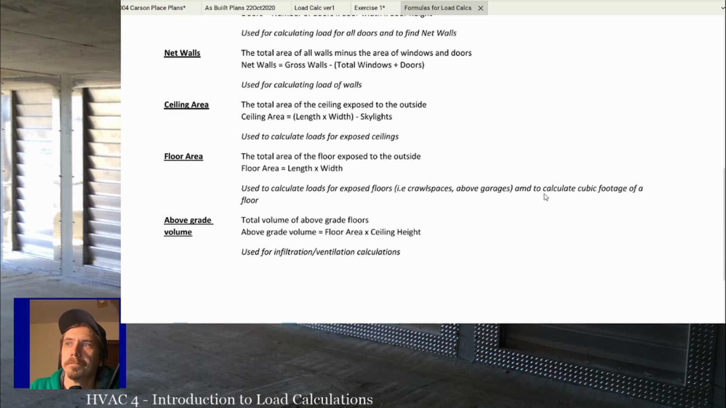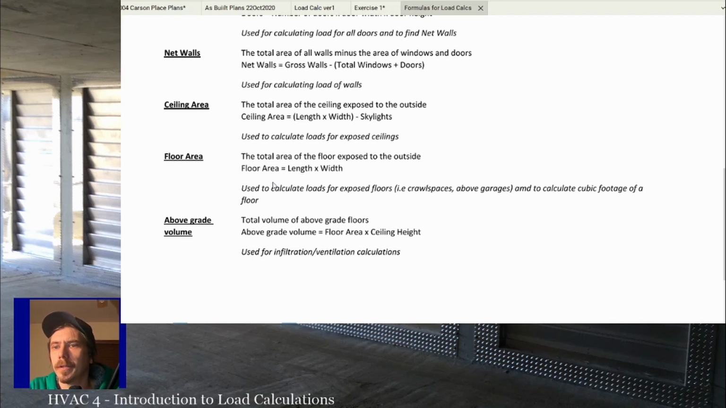And to calculate the cubic footage of the floor, that's the above grade volume or cubic footage of the house. We'll need the floor area for that. And the reason we generally use floor area is because it's not like a ceiling where we might have skylights to take something out, right? Generally, floor area is the floor area. There's really nothing that subtracts from that 99% of the time, unless you've got some kind of weird feature where part of it's not part of the floor or whatever.